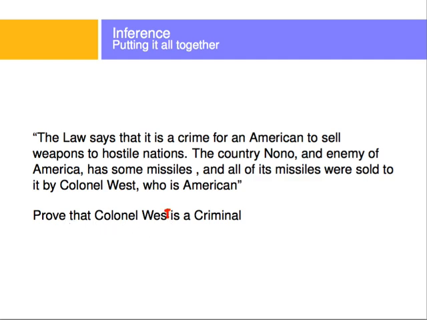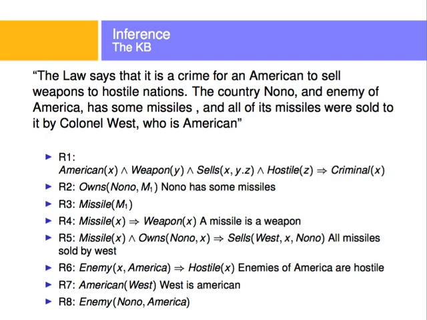Well, let's look at the rules. The law says that it's a crime for an American to sell weapons to hostile nations. So if X is an American and Y is a weapon and X sells the weapon Y to Z and Z is a hostile nation, then this X who sold it in the first place is a criminal. That's how we will write this rule.